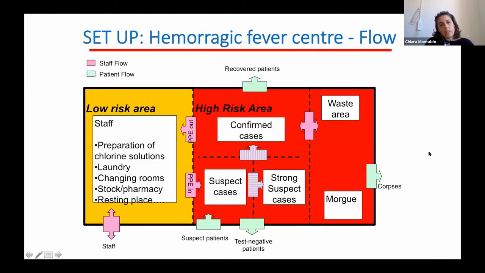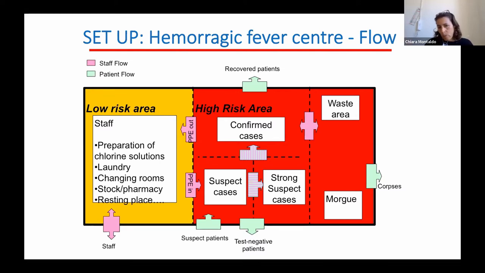And as part of the environmental control, there is also the setup of our structure. Here I put an example of an Ebola treatment center in which we built a low-risk area and a high-risk area, and it was clear to everybody that the staff has to always follow a pathway from the lower-risk area to the higher-risk one, and could not go back. So it's always important not only to have a good structure, but also to have clear instructions on how the staff should work and move inside the areas.